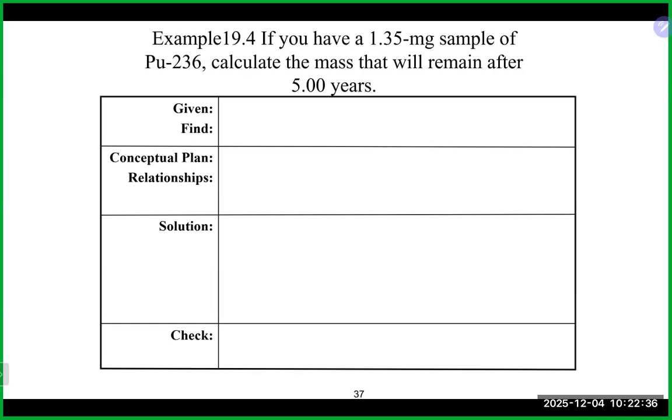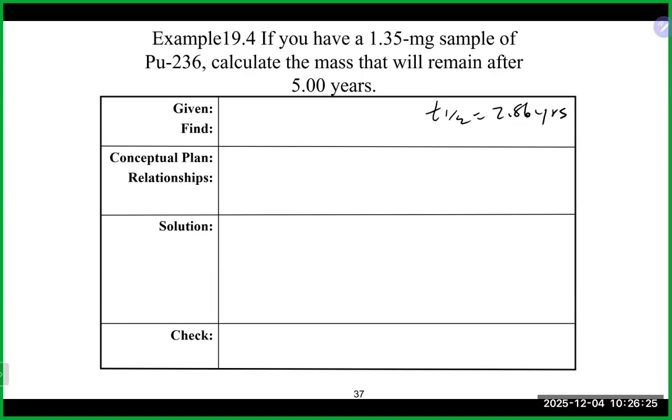Pretty close, 2.86 years now. All right, so the half-life here is 2.86 years for plutonium. Why don't you give it a go there and see how much should be left over after 5 years? Again, it's basically first order.